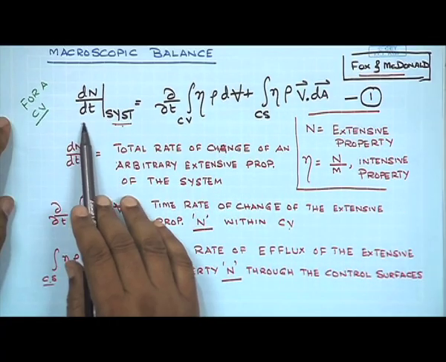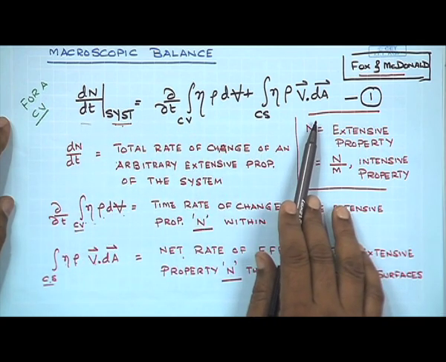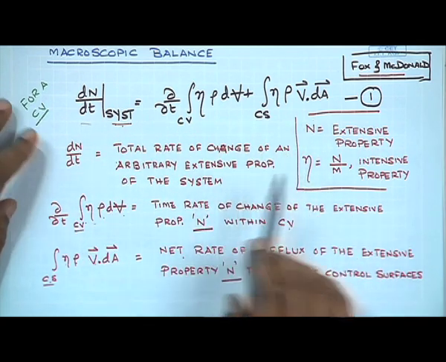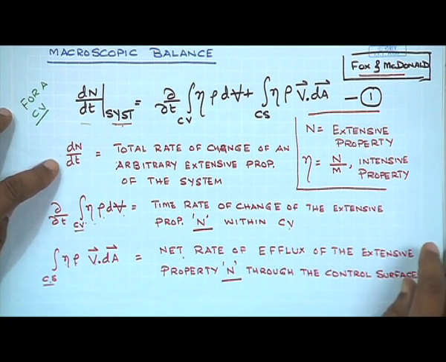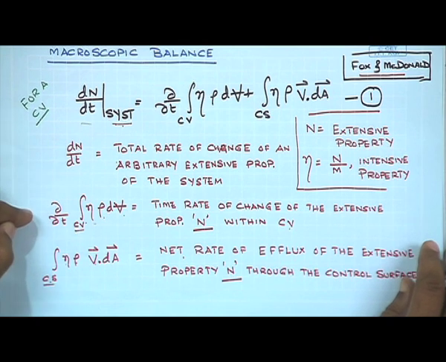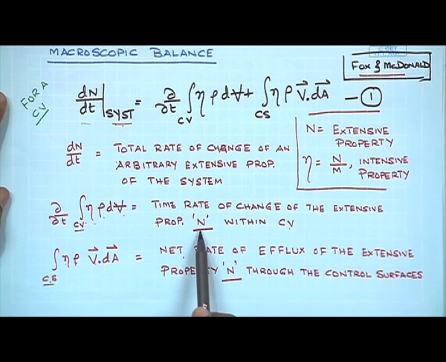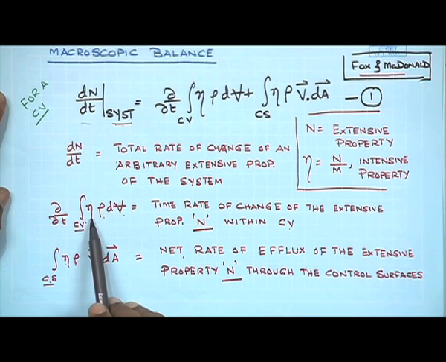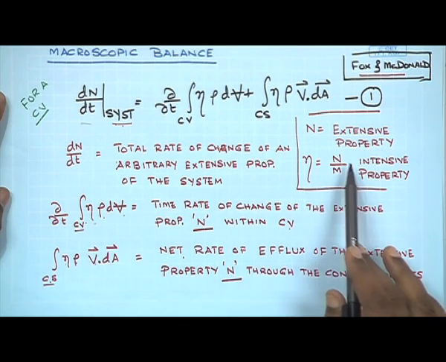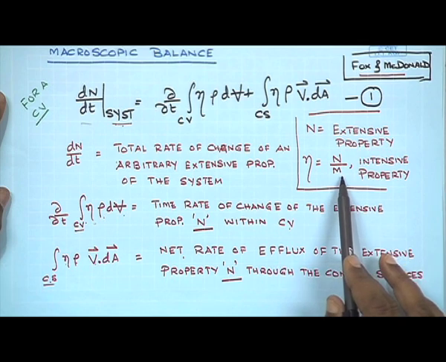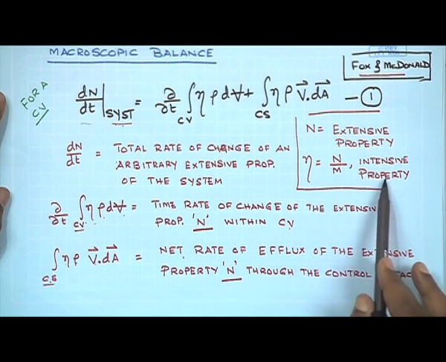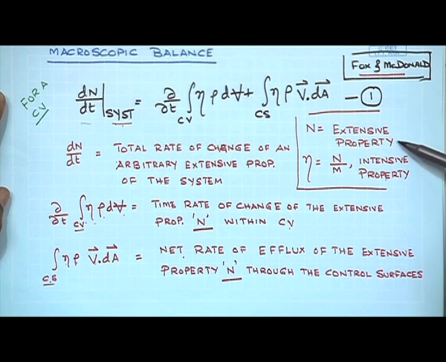that for a control volume, this is the expression which was the starting point of all our previous discussion, where dN/dt is the total rate of change of an arbitrary extensive property of the system. The second term is the time rate of change of the extensive property N, it could be anything, within the control volume, and the corresponding intensive property is eta. So, eta is nothing but N by m, where m is the mass. So, eta is the intensive property corresponding to the extensive property denoted by capital N.